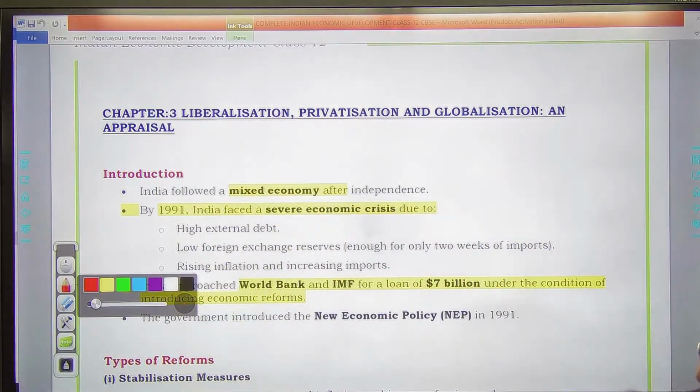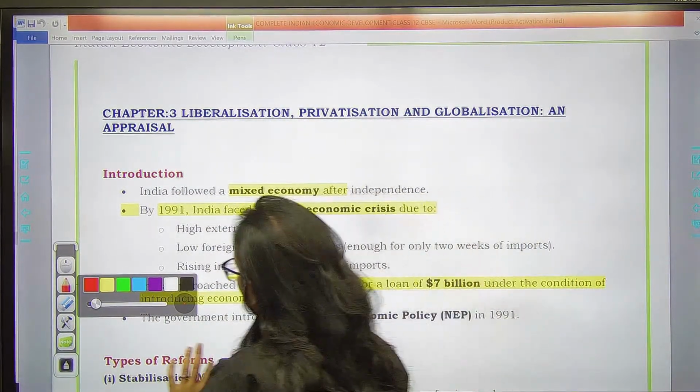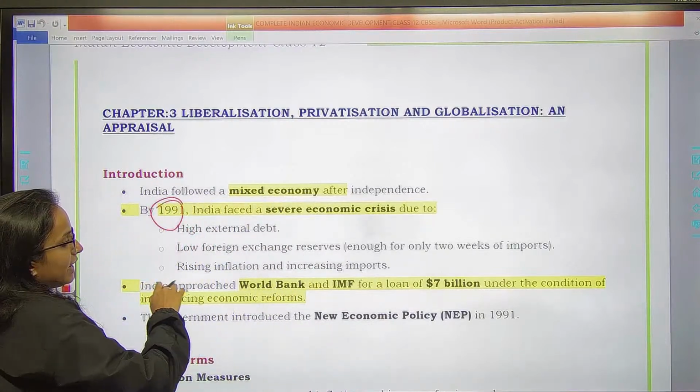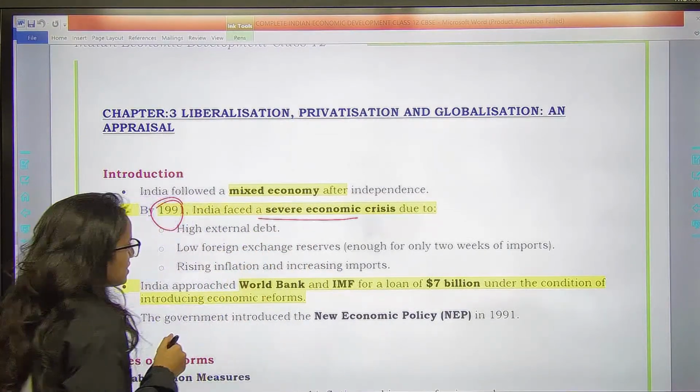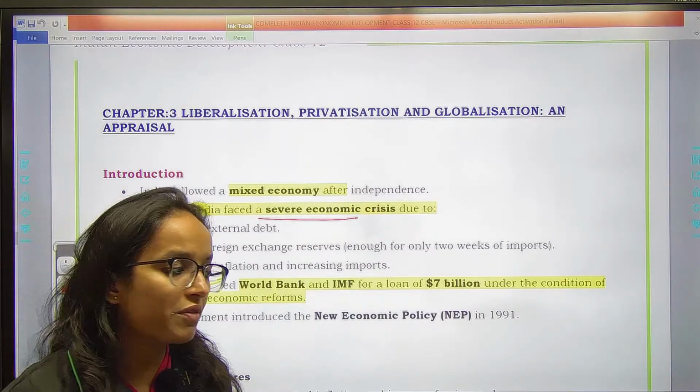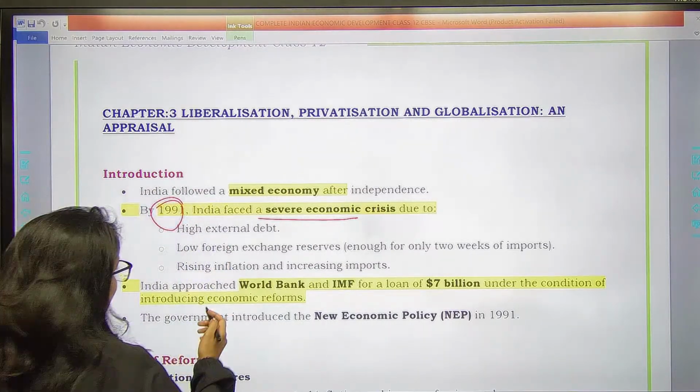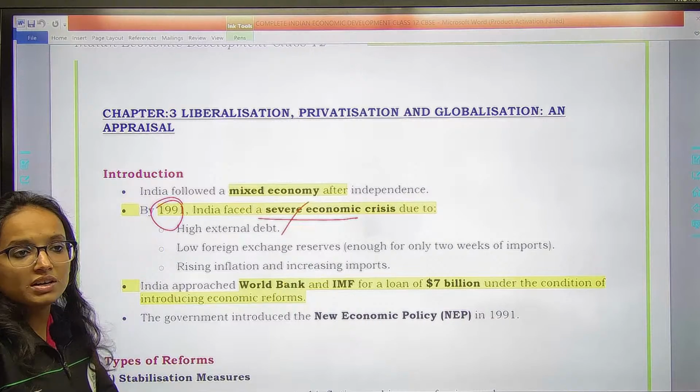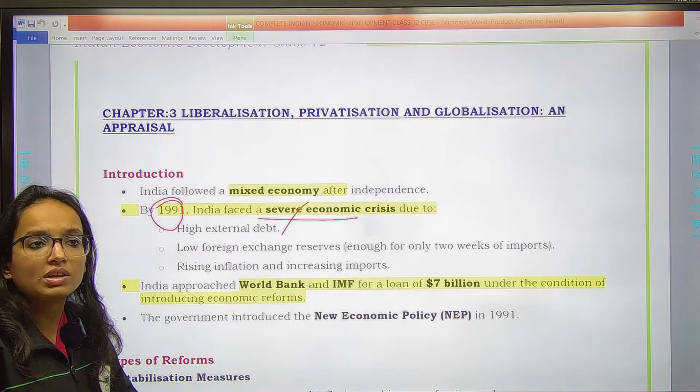What is LPG? What were these reforms? So you see, in 1991, India faced severe economic crisis. हमारे पास सबसे पहले what we faced was crisis because we had huge debt, external debt. Government ने बाहर से पैसा बहुत लिया हुआ था.